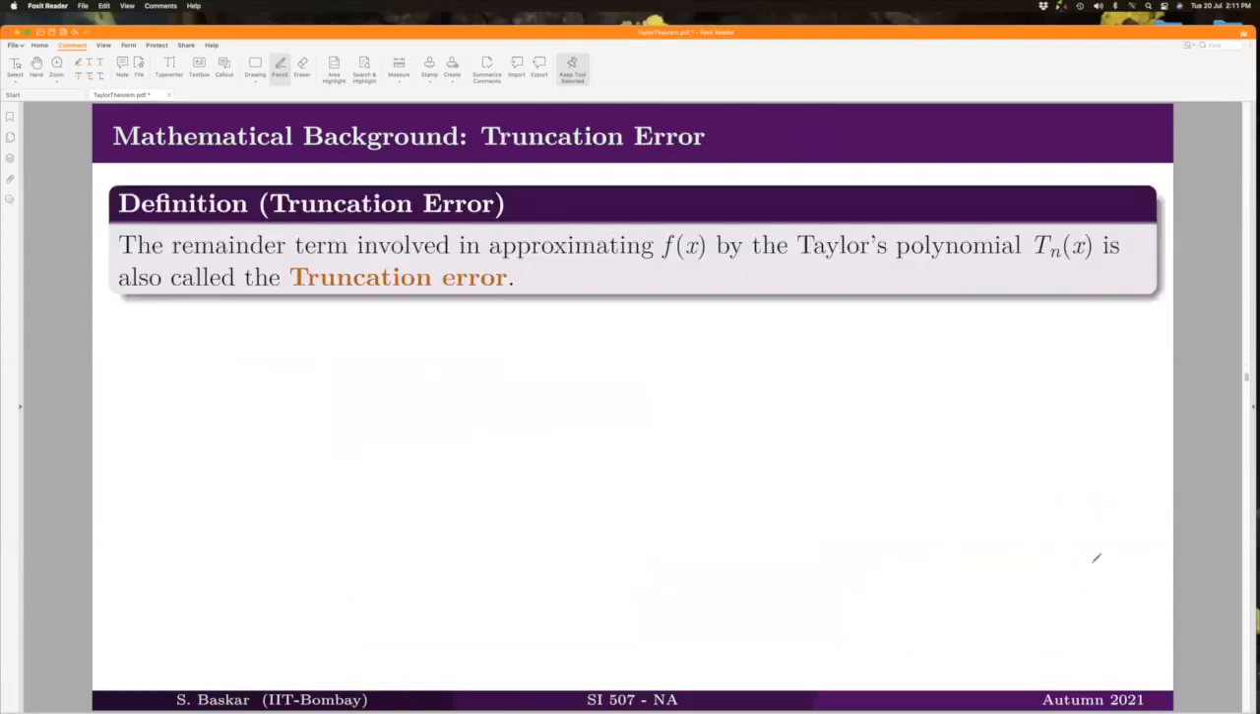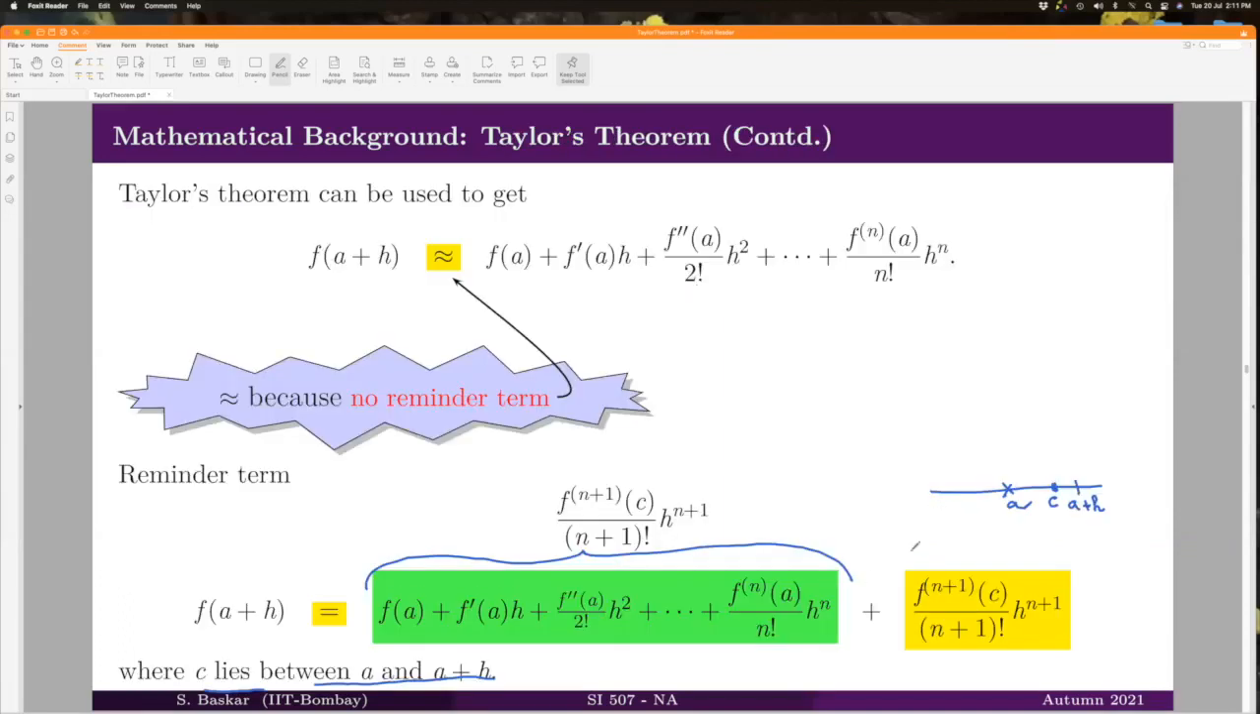So as I told you, the remainder term involved in the approximation of f of x by the Taylor polynomial is called the truncation error. That is, this term, which in analysis we generally call the remainder term, is here in the numerical analysis course generally called the truncation error.